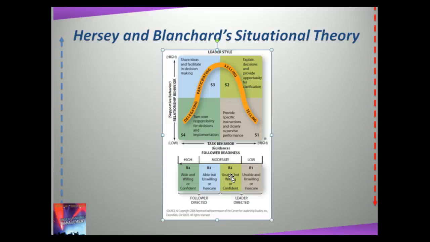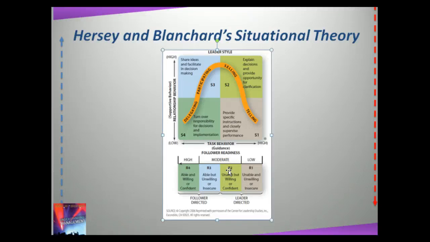When followers have the necessary skills and expertise but are somewhat insecure about their abilities or lack of high willingness, the participating style then enables the leader to guide followers' development, as well as act as a resource for advice and assistance.